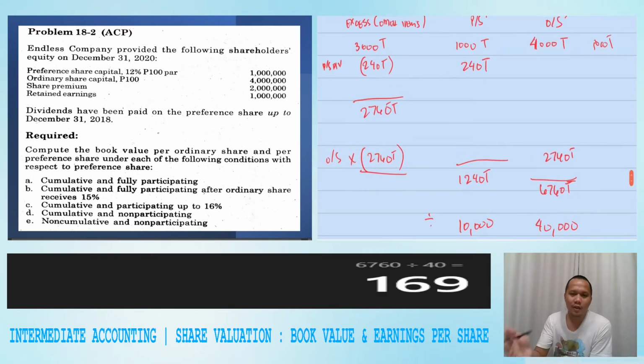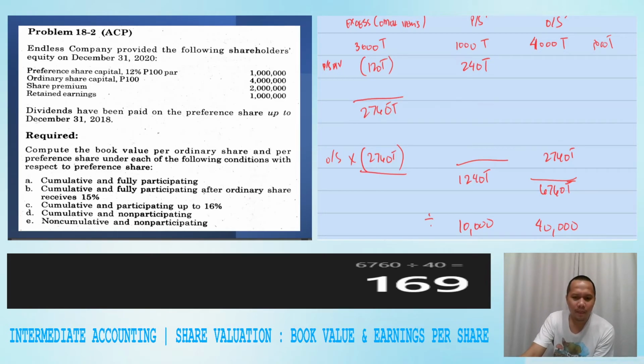So kasi nga, non-cumulative siya, meaning current dividend lang yung babayaran. Di ba? So that is only 120,000. Paano natin kinuha yung 120,000? Total par value times 12%. Okay? Total par value times 12%. Okay?